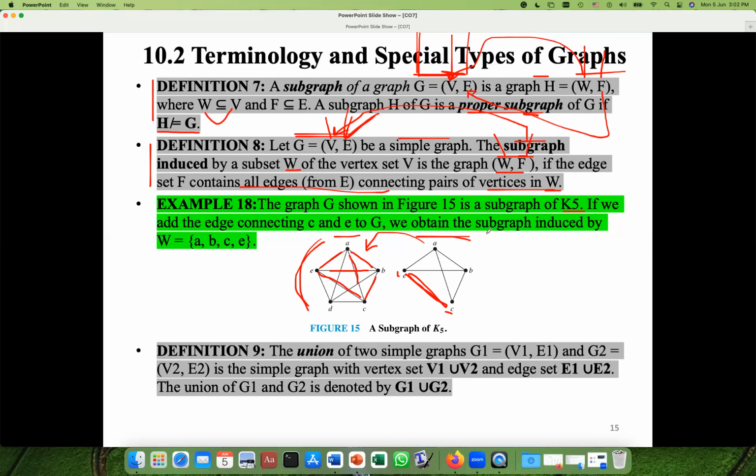This is what is written here. Subgraph induced by ABCE. So now that thing will be... Okay. Now another definition, union of two simple graphs.